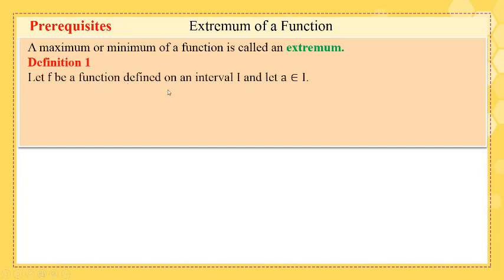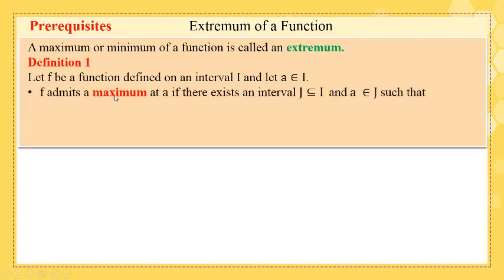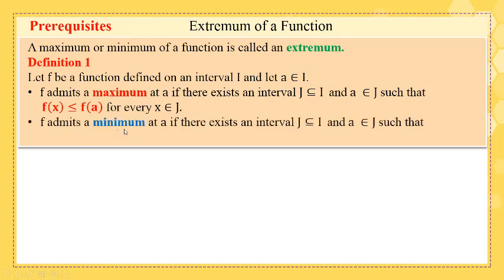Let f be a function defined on an interval I, and let a belong to I. f admits a maximum at a if there exists an interval J, subset of I, and a belongs to J, such that f of x is less than or equal to f of a for every x belonging to the interval J. f admits a minimum at a if there exists an interval J, subset of I, and a belongs to J, such that f of a is less than or equal to f of x for every x belonging to J.